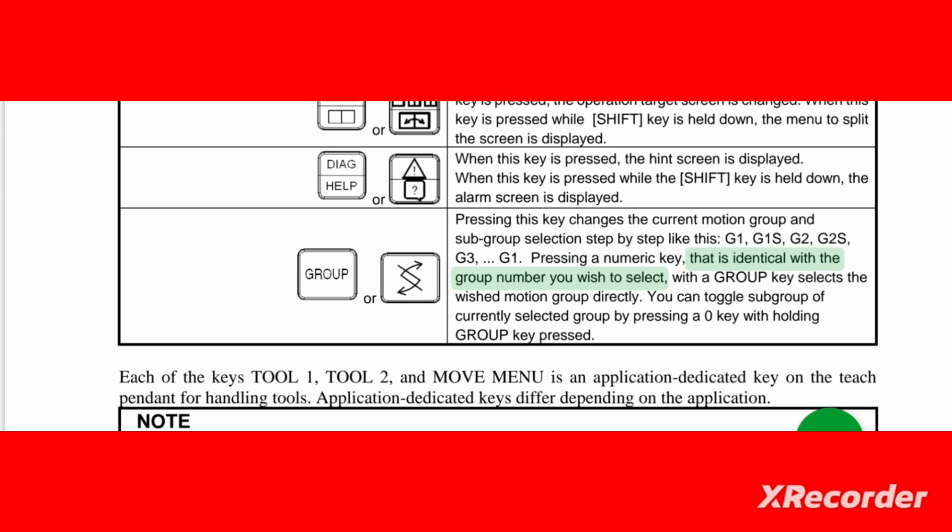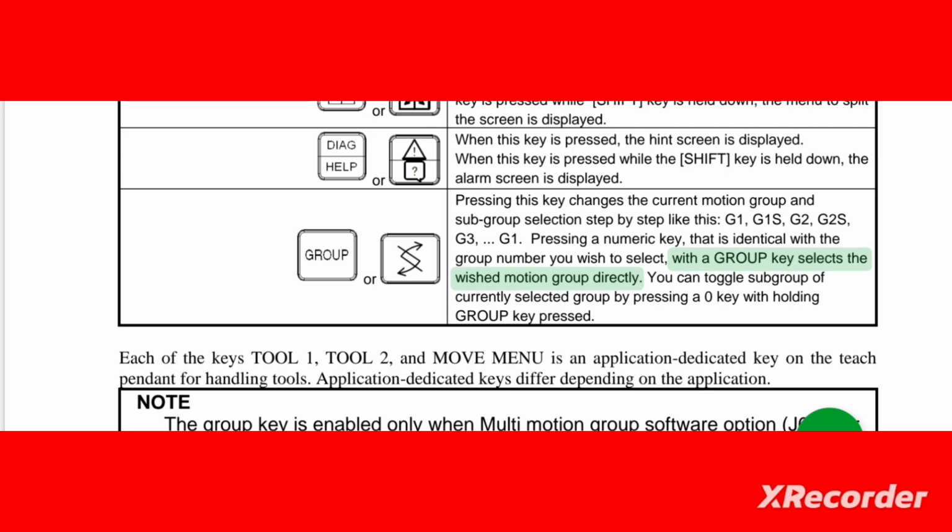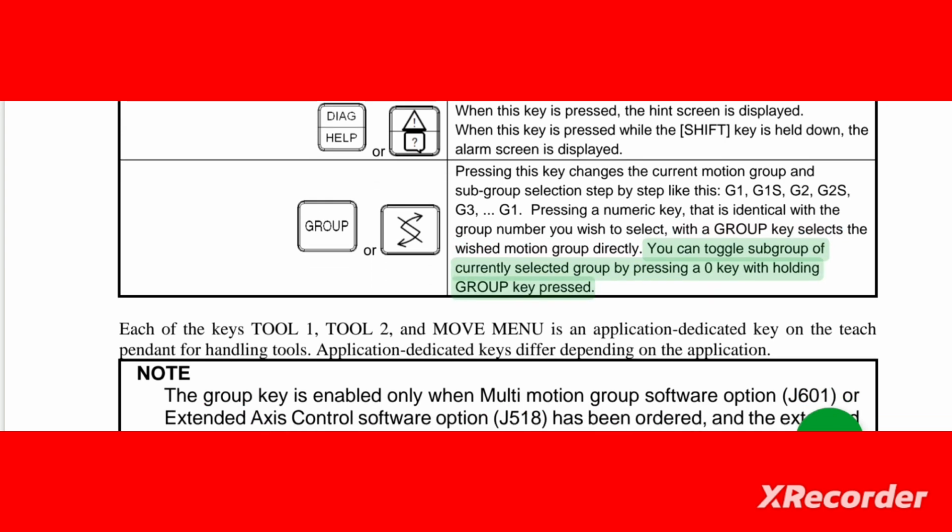Pressing a numeric key that is identical with the group number you wish to select, together with the group key, selects the desired motion group directly. You can toggle the subgroup of the currently selected group by pressing the 0 key while holding the group key pressed.